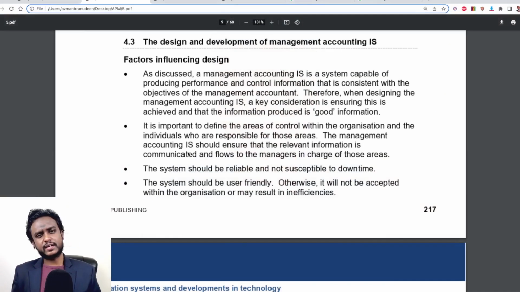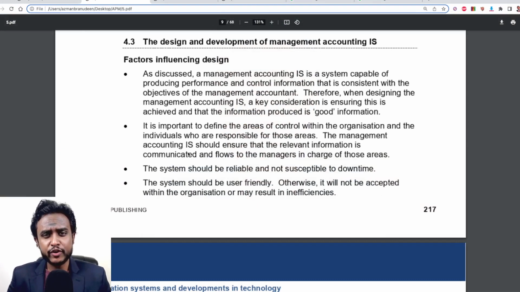Welcome back. We will be looking at some specifics related to designing and developing a management information system in a way that it works, in a way that it is useful to the organization. Firstly, what kind of factors should be considered in the initial stages of designing a management information system? Obviously, it has to be consistent with the objectives of whoever is going to be the user, and overall with the objective, the mission and the vision of the company.